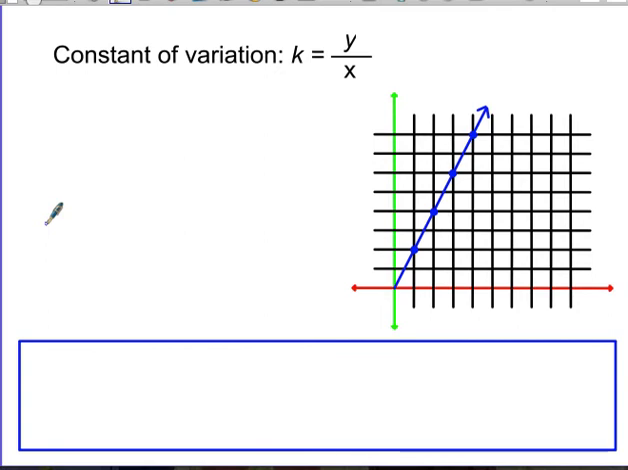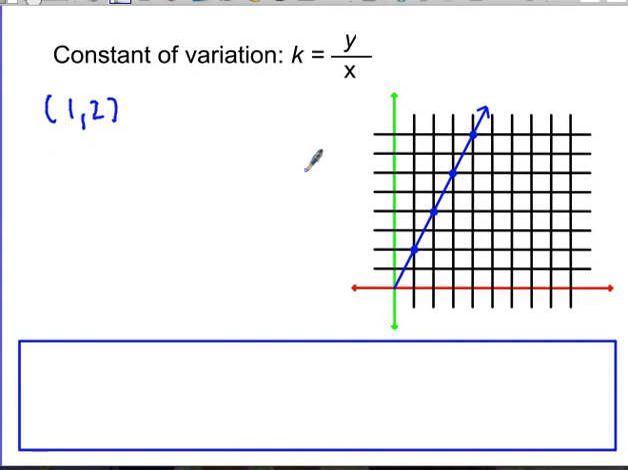Now, constant of variation is k equals y over x. And all we need is how many ordered pairs? One. Since we see that this line goes through the origin, I only need one ordered pair to find the rate of change and the constant of variation. They're the same thing. So give me an ordered pair. 0, 0. Oh, can't use the origin. 1, 2. Awesome. You can't use the origin because then you would only have 0 over 0 and that doesn't give you what you want.